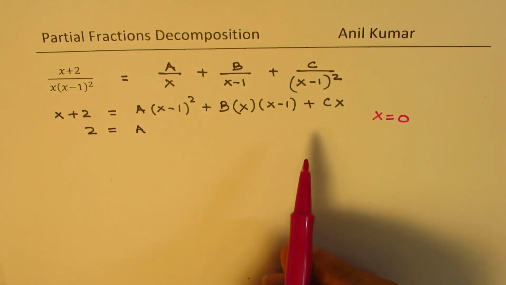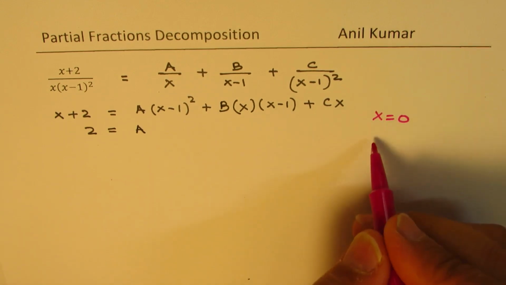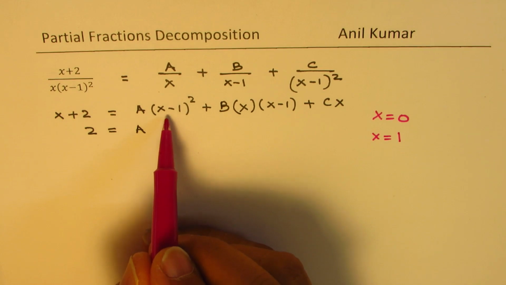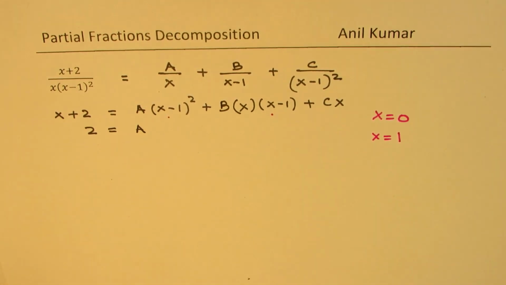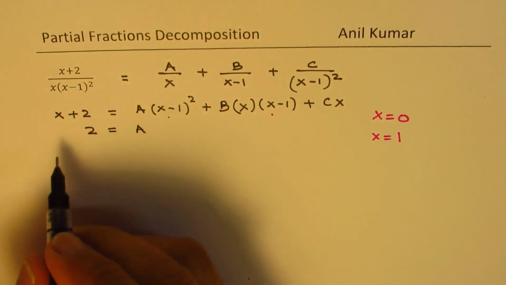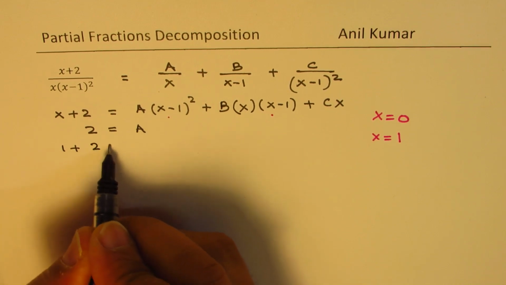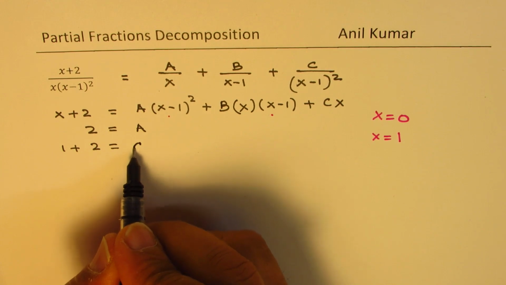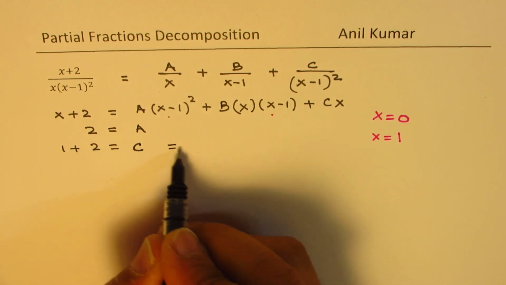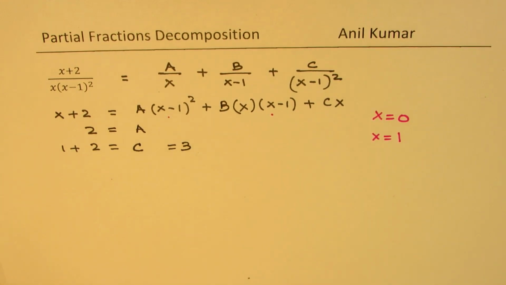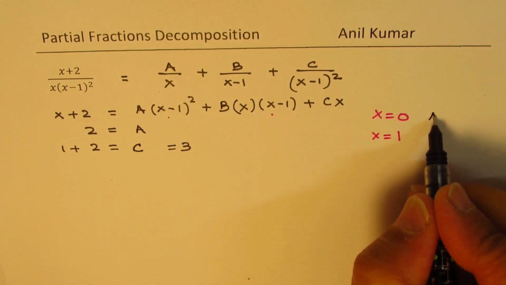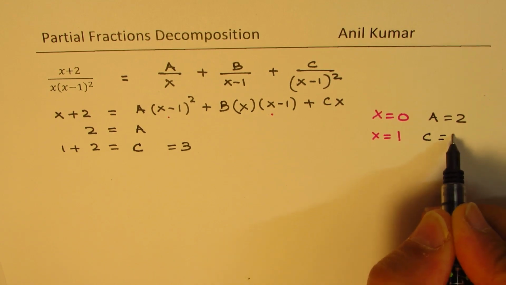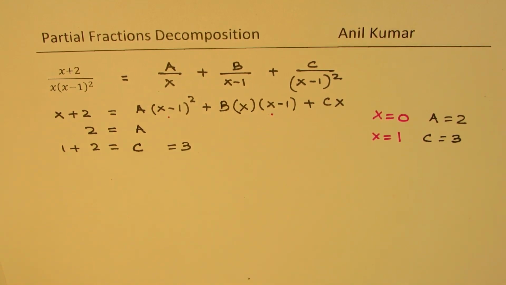Now how do I find the other one? If I substitute x equals 1, in that case this will be 0 and that will be 0, right? So substituting 1, I get 1 plus 2 equals, this is 0, this is 0, I get c. So I get the value of c. So 1 plus 2 is 3, right? So we get c equals 3. So with x equals 0, I get a equals 2, and with x equals 1, I get c equals 3. Correct?